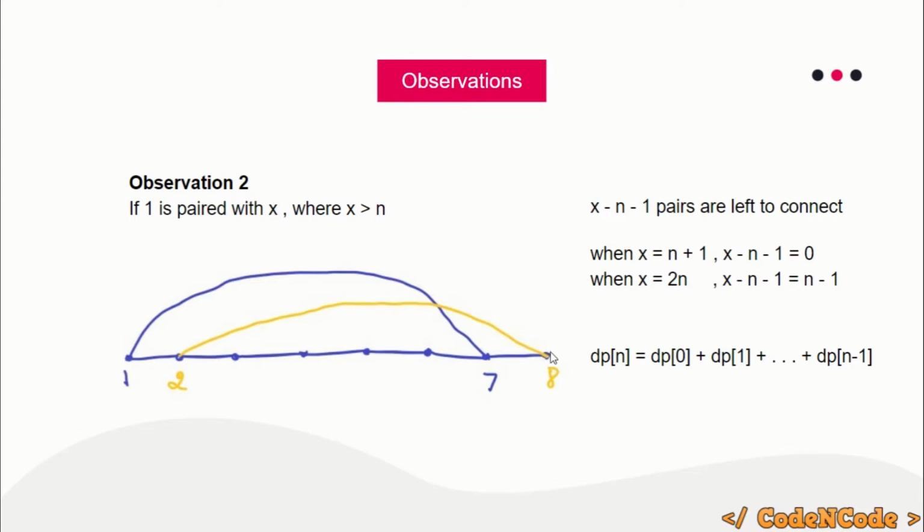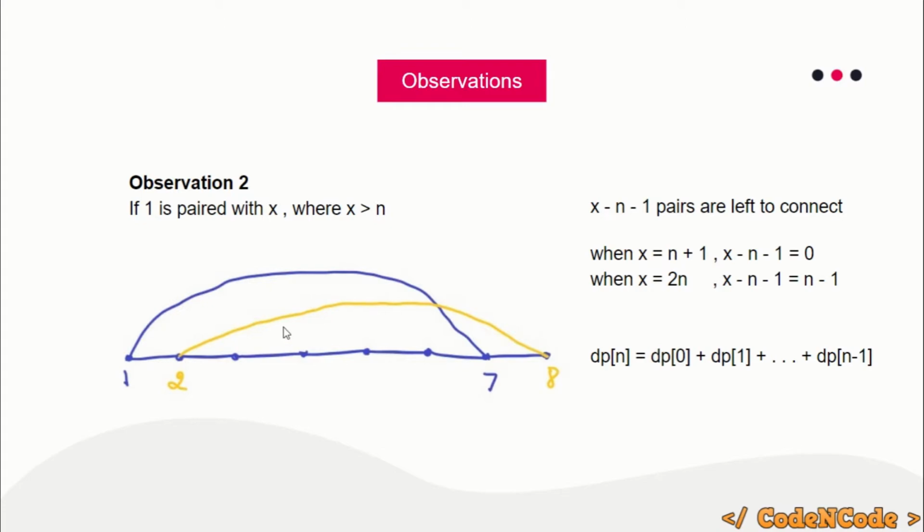When 1 is paired directly with the 2nth point, then there are exactly n minus 1 pairs left. And that's why dp of n is equal to the sum, prefix sum you can say, of the dp array from 0 to n minus 1, right?